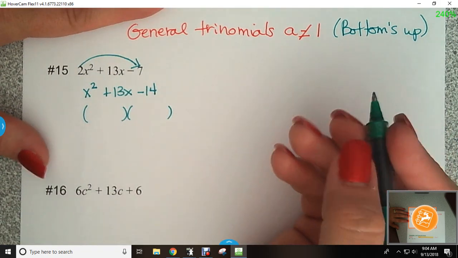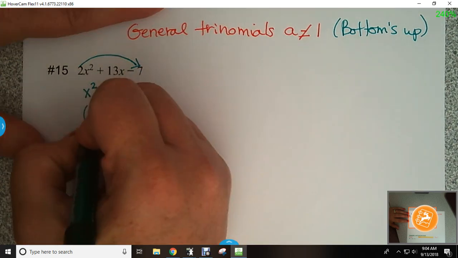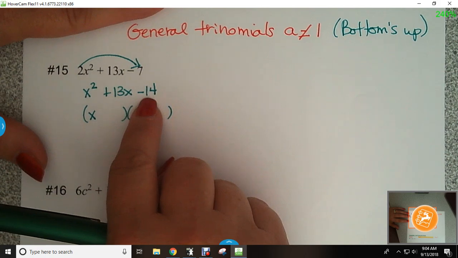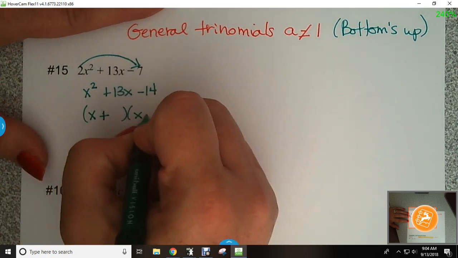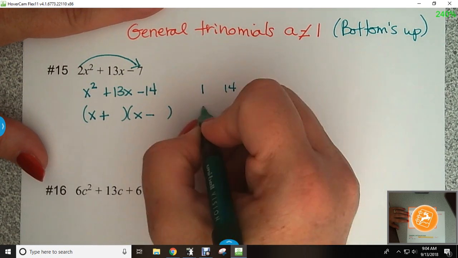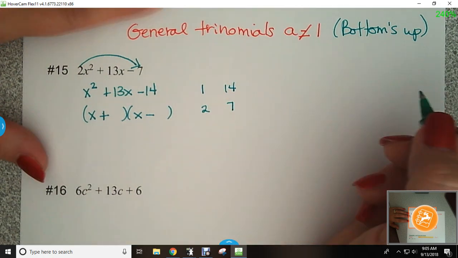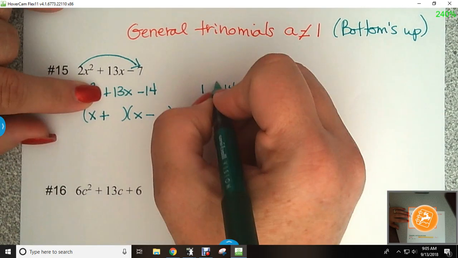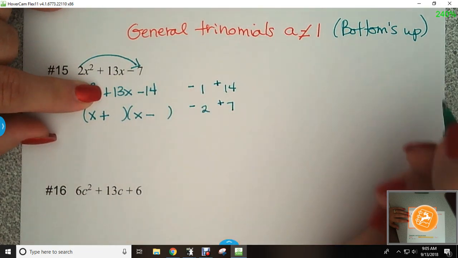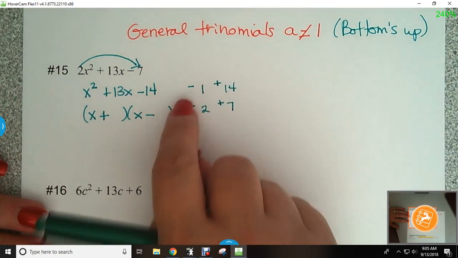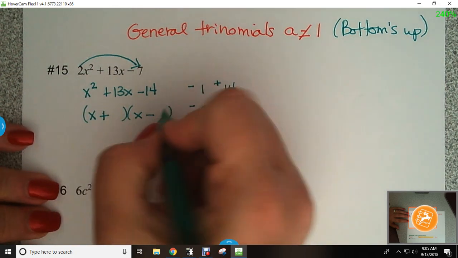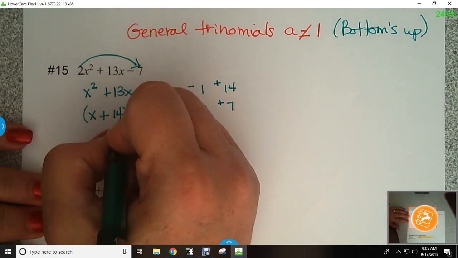So 2 parentheses, we're going to do kind of backwards FOIL, and x goes in each one. To multiply and get a negative 14, I'm going to need one of each sign. My factors of 14 are 1 and 14, or 2 and 7. This tells me my big factor in each pair is going to be positive, so the little one's negative. And I need to know which pair of numbers multiplies to be negative 14 but adds to be 13. Well, that is the negative 1 and the 14.